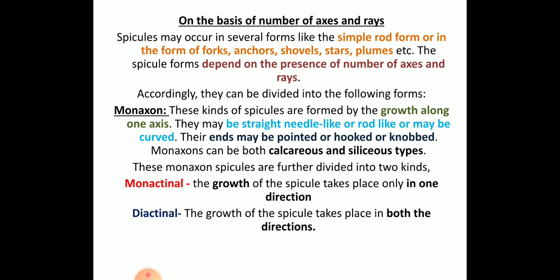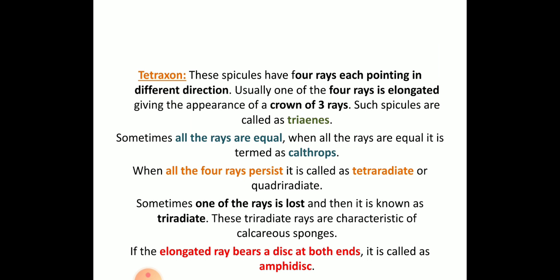Under that you have monoactinal and diactinal. Monoactinal means it grows in only one direction; diactinal grows in both directions. Let's see some of the pictures as we go. Next, tetraxon. Tetra means four rays.